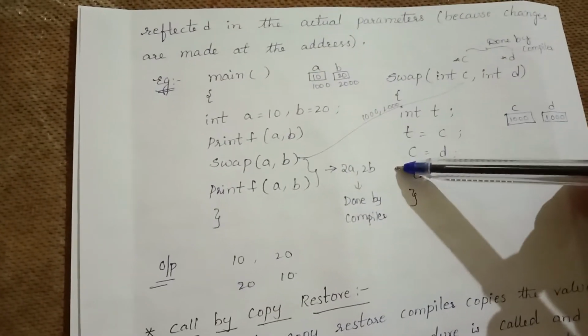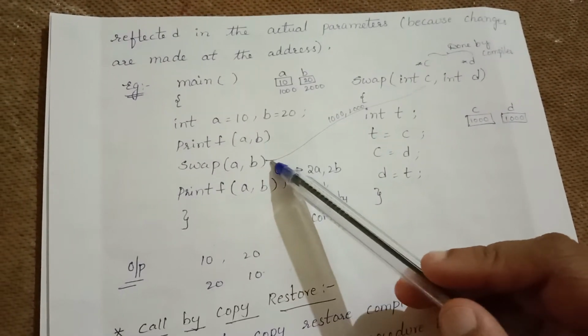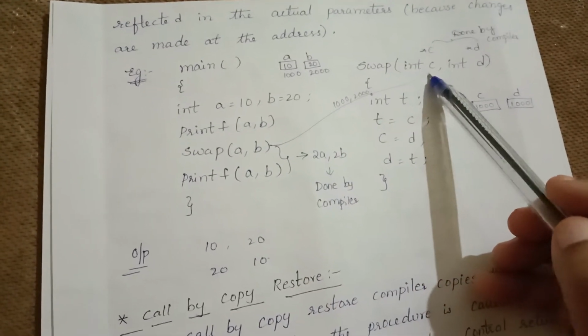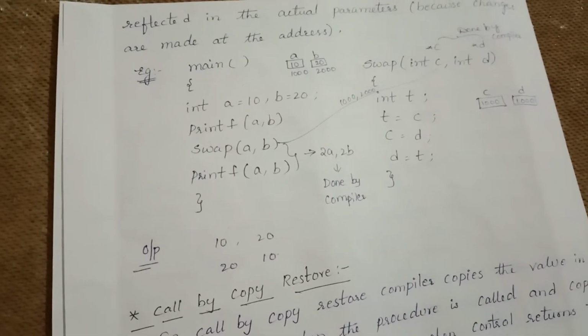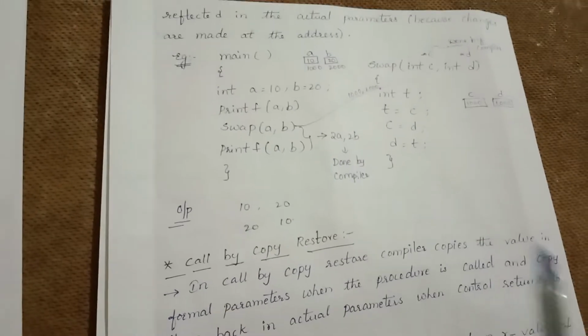The same example I have taken here. So see here, when swap A, B is done, that will be reflected here. So here we get the different address locations.